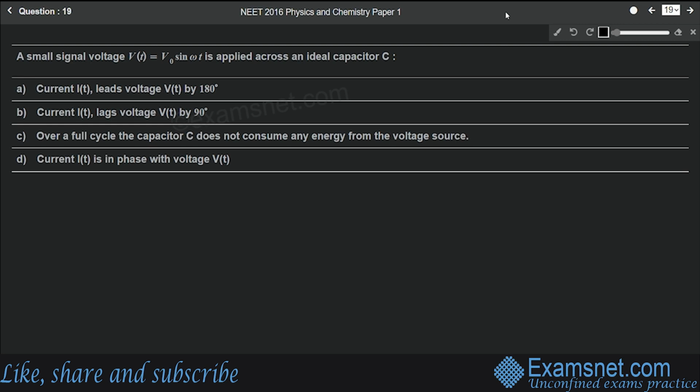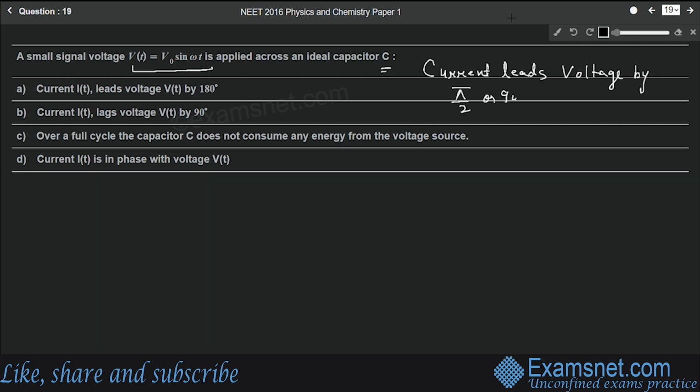Question number 19 is from the chapter Alternating Current, and the question is, a small signal voltage V(t) equals V0 sine omega t is applied across an ideal capacitor C. Okay, so what happens in case of ideal capacitor? The current leads voltage by 90 degree, right? In case of ideal capacitor, current leads voltage by 90 degree, that is pi by 2.